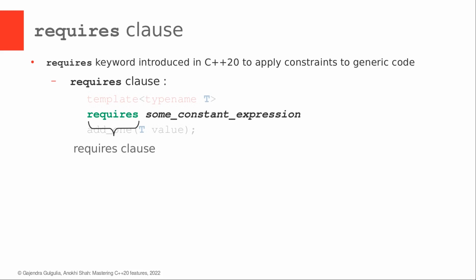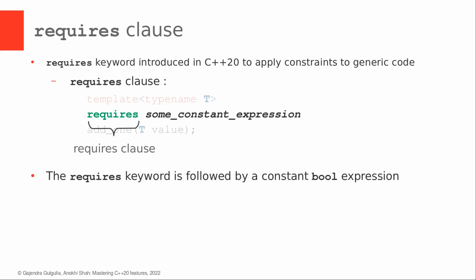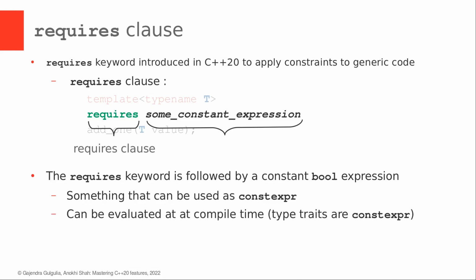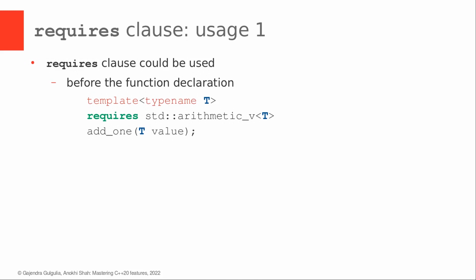The requires keyword appearing before the constant expression is the requires clause that we are talking about. The requires keyword is followed by a constant Boolean expression, and the constant Boolean expression must evaluate to true or false. That is, it should be a predicate and should be evaluatable during compile time. std::is_arithmetic_v is a combination of type traits of both of these types.